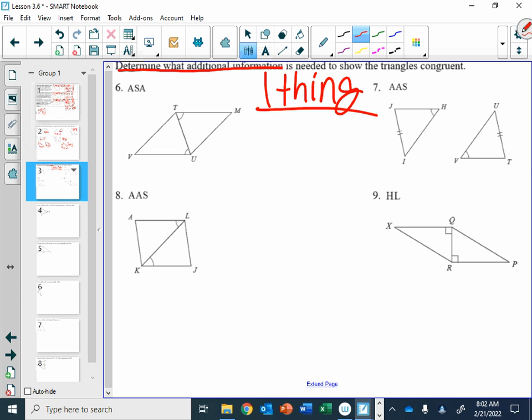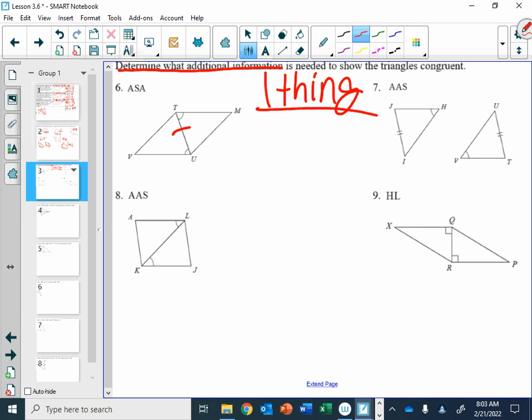Alright, so let's talk about number 6. I want to show that these two triangles are congruent by right angle, side, angle. So far, I've only got one angle, which means I'm missing a side, and I'm also missing another angle. So one of these has to be obvious. Is there anything obvious? Say it again, Nate. Yes. Okay, this side, TU and UT, it's the same for both triangles, right? So that is my quote-unquote obvious.